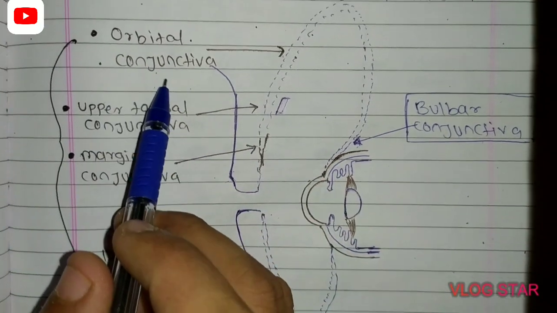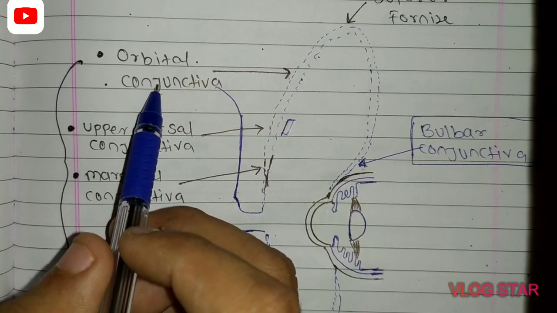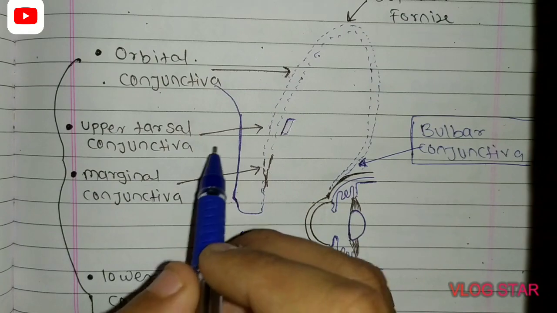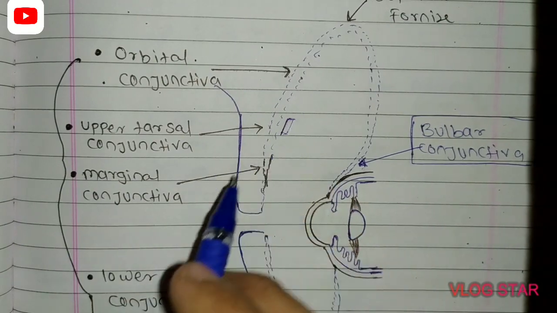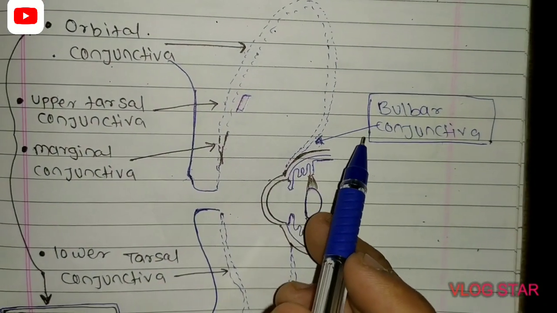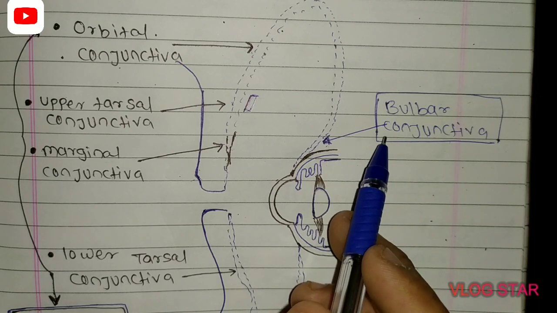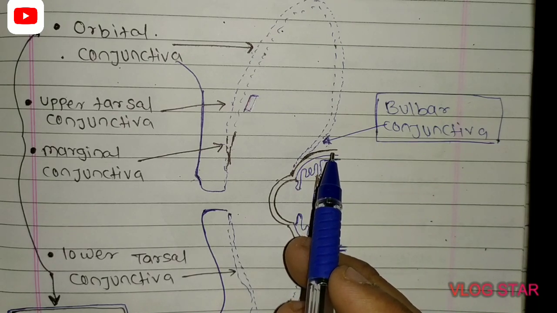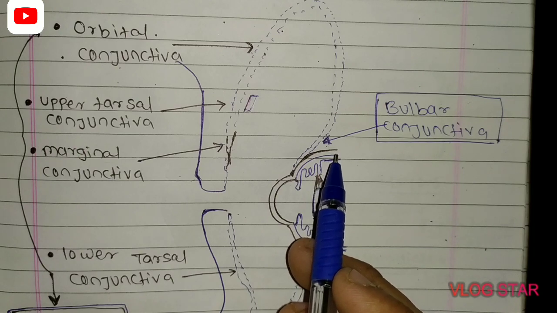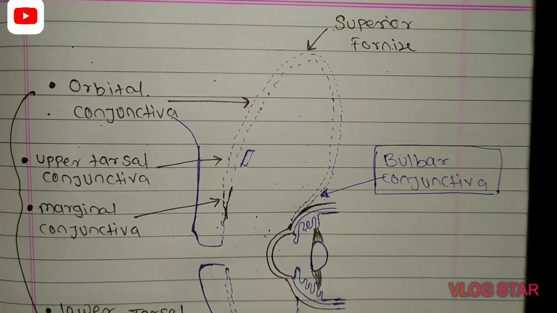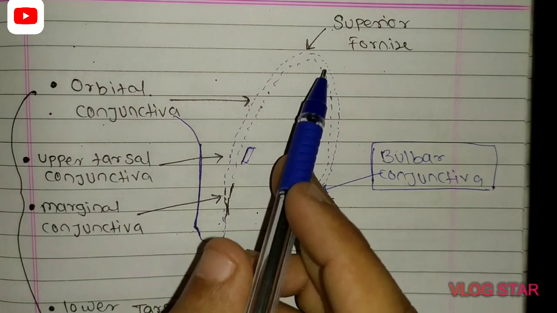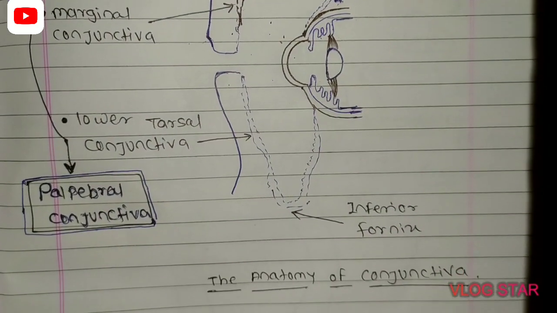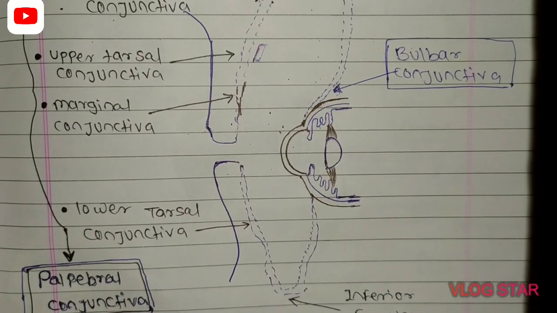Then comes the orbital conjunctiva. This orbital conjunctiva covers the rest of the part of the orbit. Then comes the bulbar conjunctiva. This bulbar conjunctiva covers the anterior part of the sclera and it is loosely bound to the sclera. The anatomy of the conjunctiva also consists of the superior fornix as well as the inferior fornix. So this is all about the anatomy of the conjunctiva.